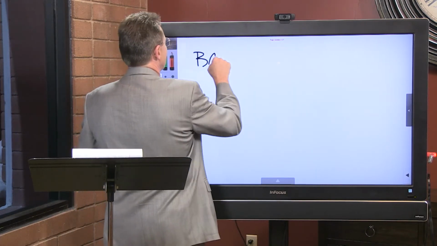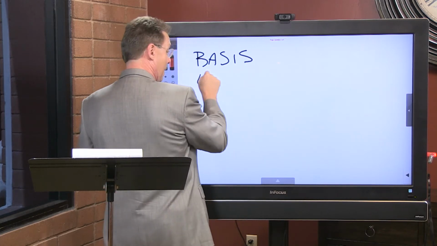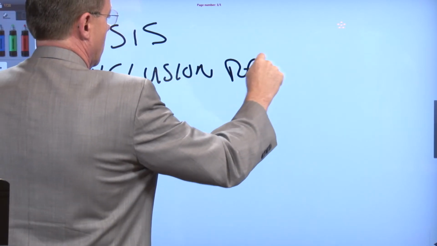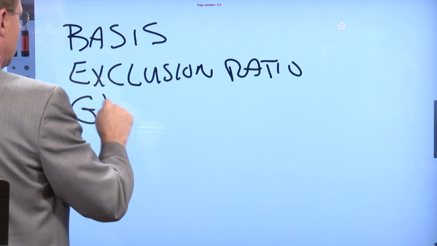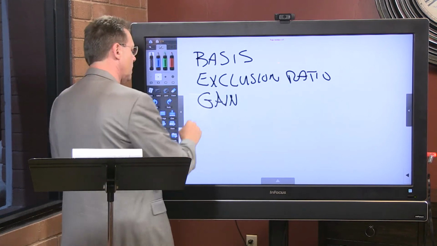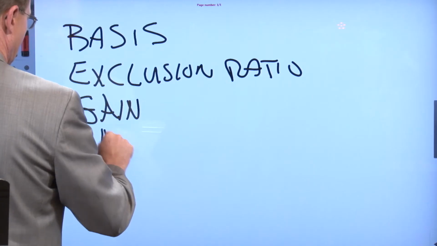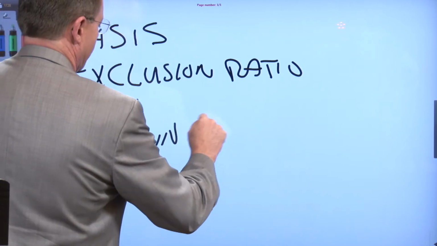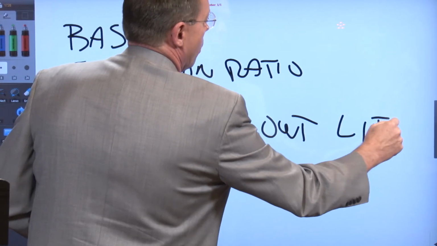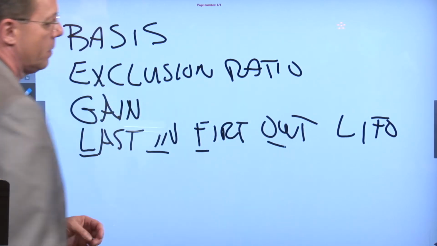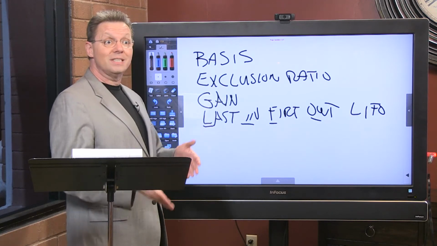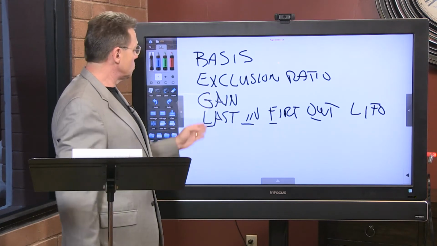We talked about basis. We're going to talk about the exclusion ratio. And we're going to talk about any gain in the contract. Now, in basis, remember, we're under this thing called last in, first out, or, as we call it in the industry, LIFO. L-I-F-O. Last in, well, what was first in was our contribution. Last in was the gain that we made on the contract. So last in, first out.